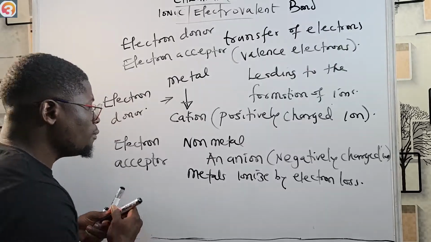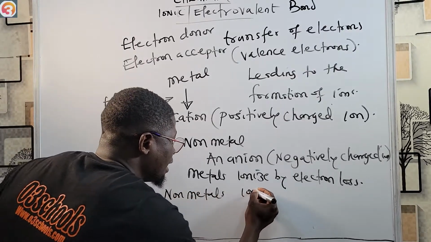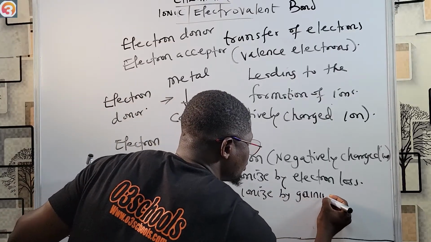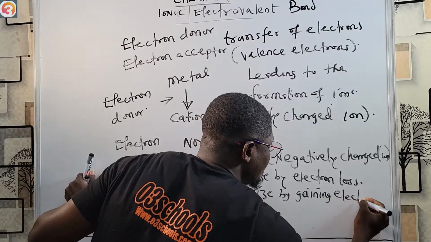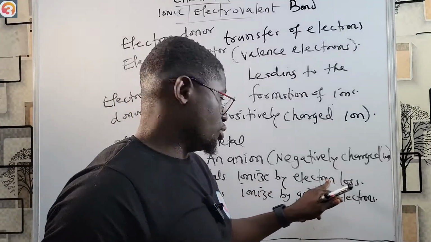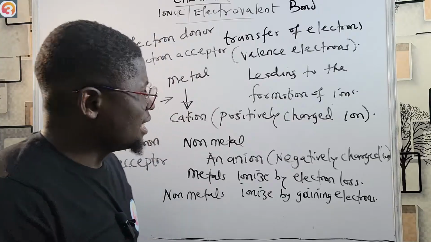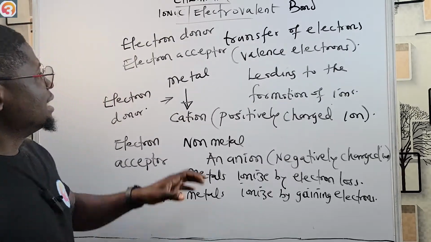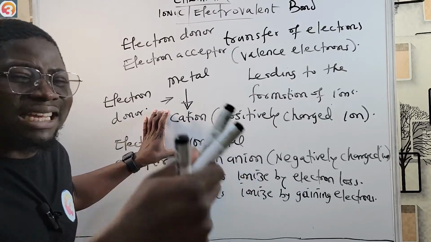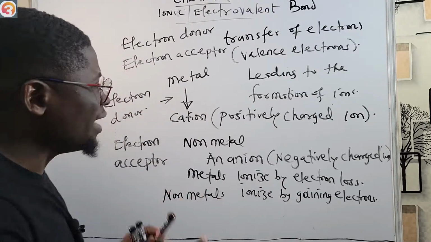While of course, non-metals ionize by gaining electrons. By gaining electrons, right? So metals ionize by electron loss, while non-metals ionize by gaining electrons, right? Now note that the cations and the anions that are formed during this transfer of electrons are usually very stable.